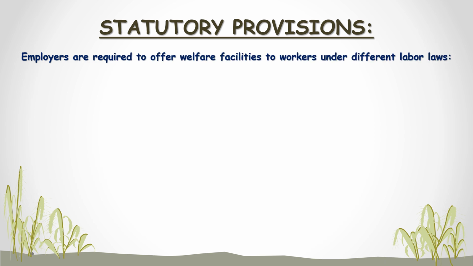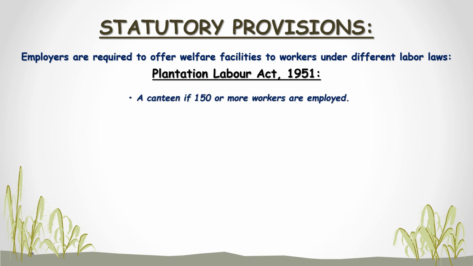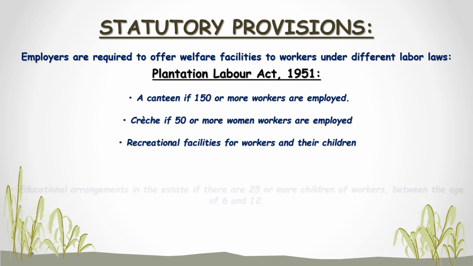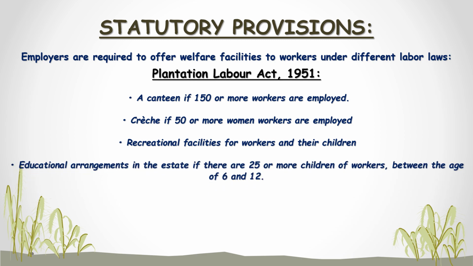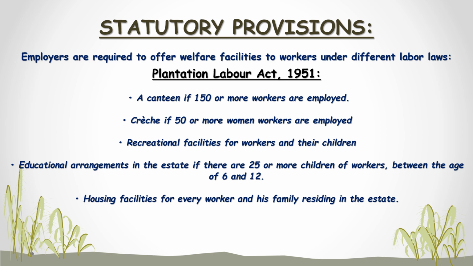Employers are required to offer welfare facilities to workers under different labor laws. Plantation Labor Act, 1951. A canteen if 150 or more workers are employed. Creche if 50 or more women workers are employed. Recreational facilities for workers and their children. Educational arrangements in the estate if there are 25 or more children of workers between the age of 6 and 12. Housing facilities for every worker and his family residing in the estate.